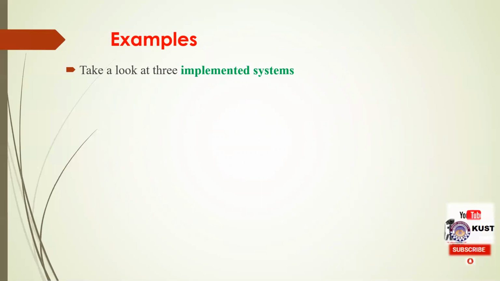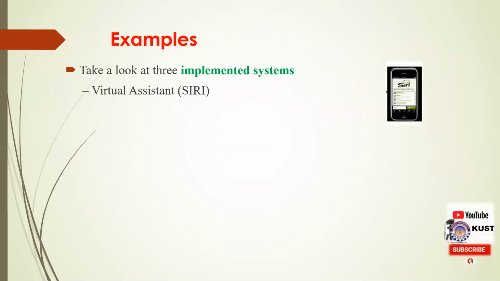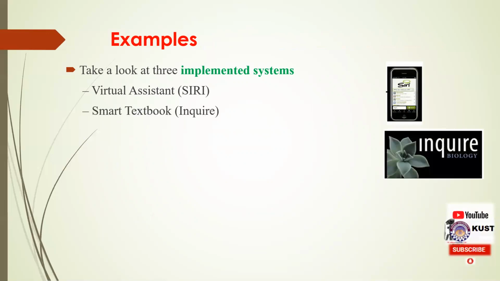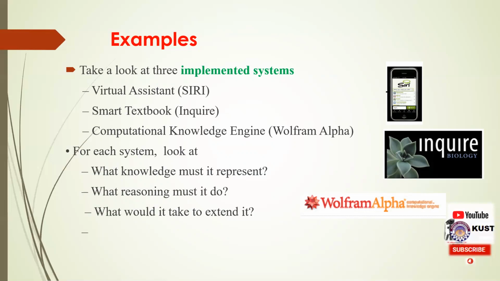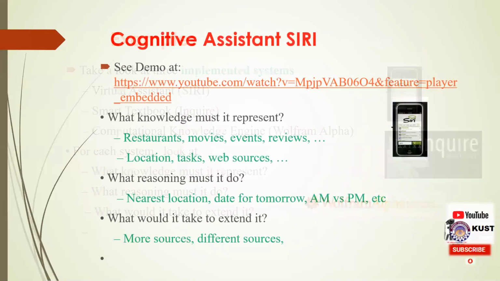Let's consider some examples of how these systems are implemented: virtual assistant Siri, smart textbook Inquire, and computational knowledge engine Wolfram Alpha. For each system, we look at what knowledge it must represent, what reasoning they are doing, and what it would take to extend it.